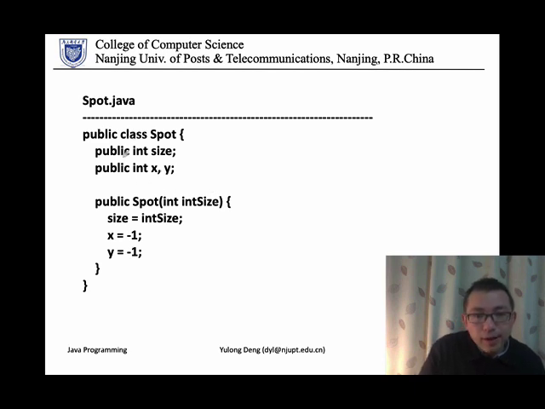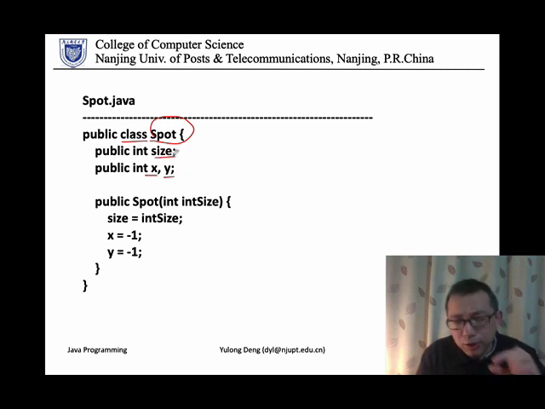Now we have the class. We define a class. Its name is Spot, and inside the class, inside the brackets, is the class body. We define as variables the position of the spot, x and y, and the size. The size is the radius of the tiny circle. So we define three variables inside the Spot class.